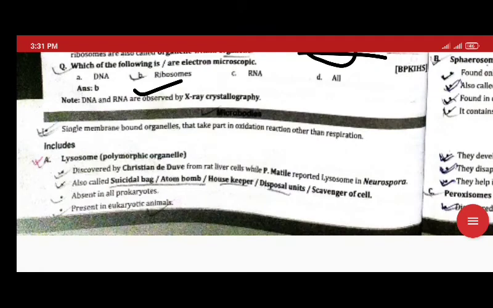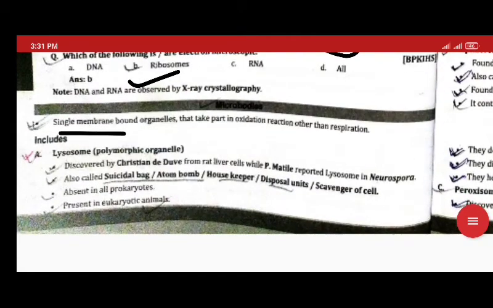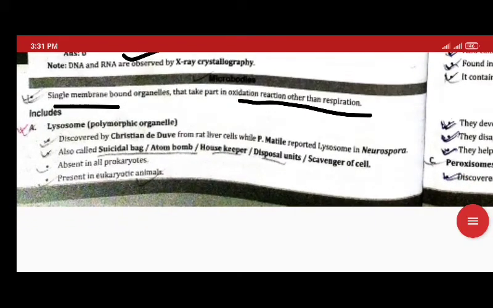Now the other is microbodies. These microbodies are also single membrane, but ribosomes are membraneless. Oxidation reactions other than respiration take place here. So here the microbodies include lysosomes and spherosomes, two types.